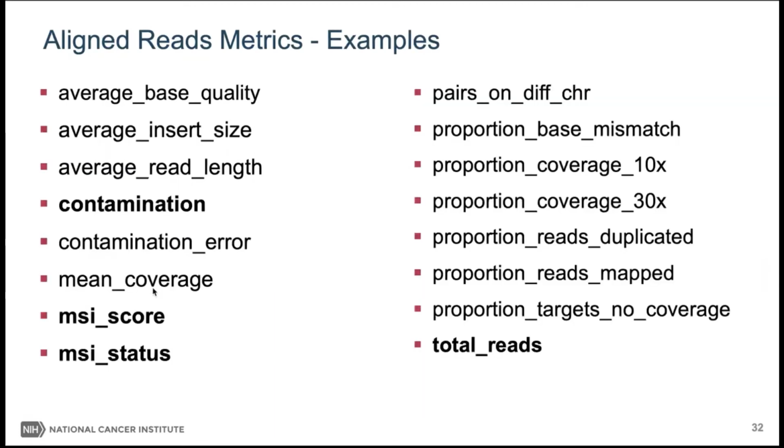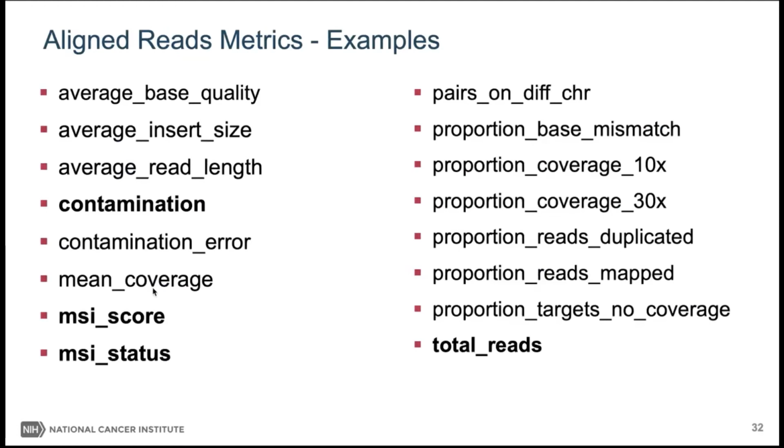Here are some examples of the aligned reads metrics. These are most of them, and I don't have time to go through every single one of these for you, but I will focus on the ones that I've highlighted in bold here. That's contamination, MSI score, MSI status, and total reads. Contamination and total reads I just went over in the last slide, and contamination is the percentage of reads that are thought to be from a different patient than expected, so cross-patient contamination.